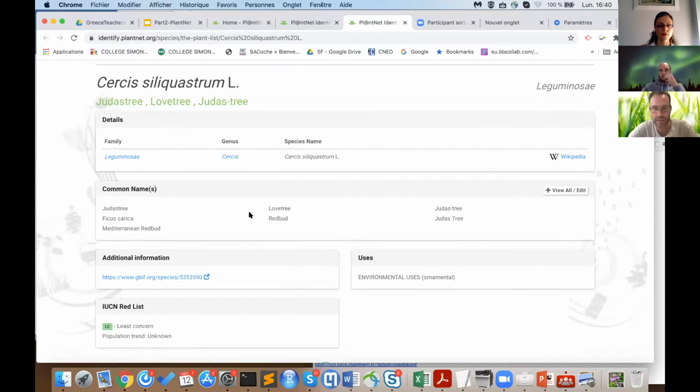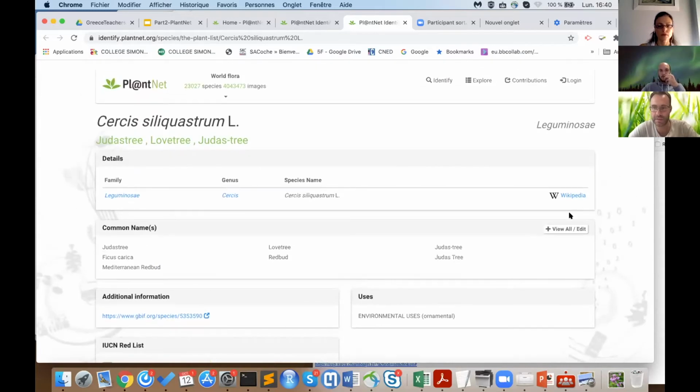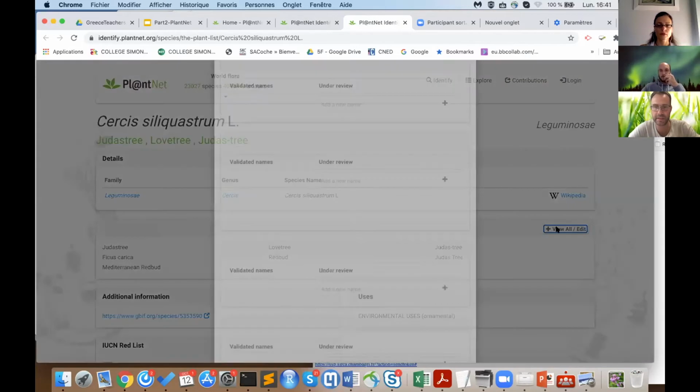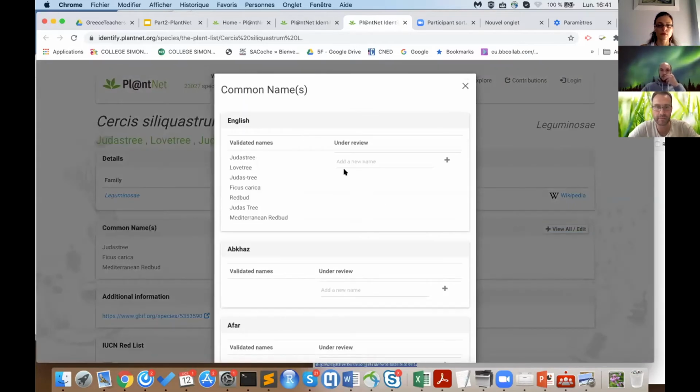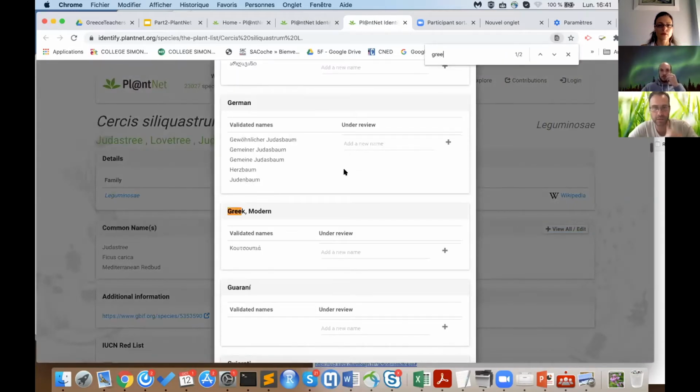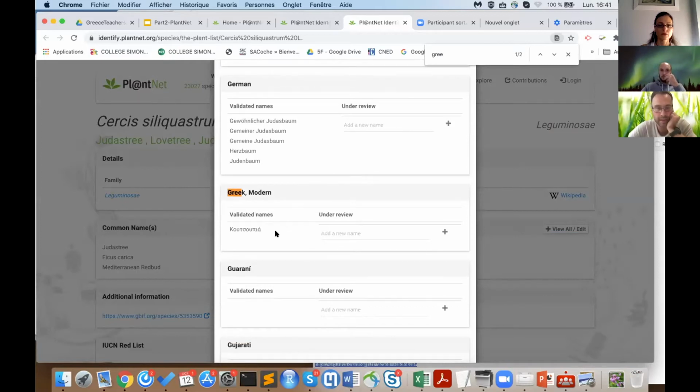Here by default it's in English, but if you go to this button here, you can have more languages, including Greek. And PlantNet says that the common name of this Cercis siliquastrum L. is Kutsupia, if my reading of Greek is still valid. Correct? Great. I was learning Old Greek, not modern Greek, but that's correct.